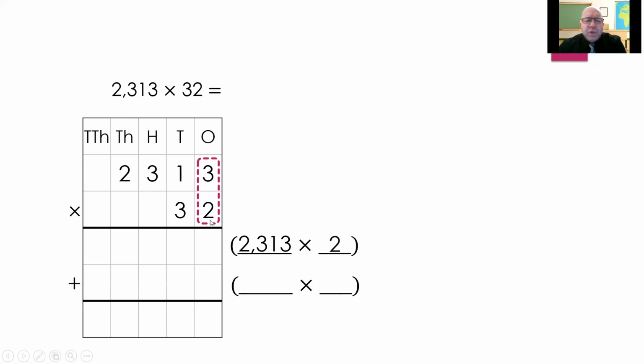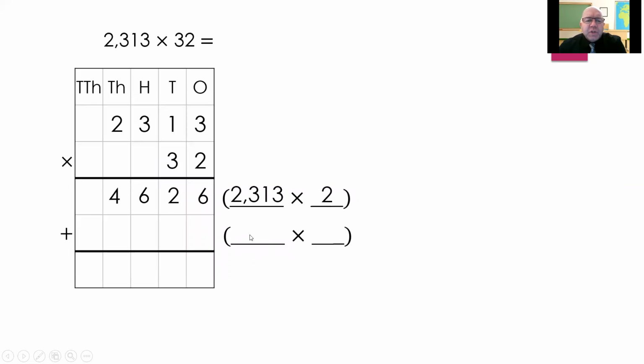Okay, so we'll start with the 2 lots, and as always, we start in the ones column. 2 lots of 3 is, of course, 6. Then we move to the tens column. 2 lots of 1 ten is 2 tens. 2 lots of 300s is 600s. And 2 lots of 2,000s is 4,000. Nice and straightforward so far.